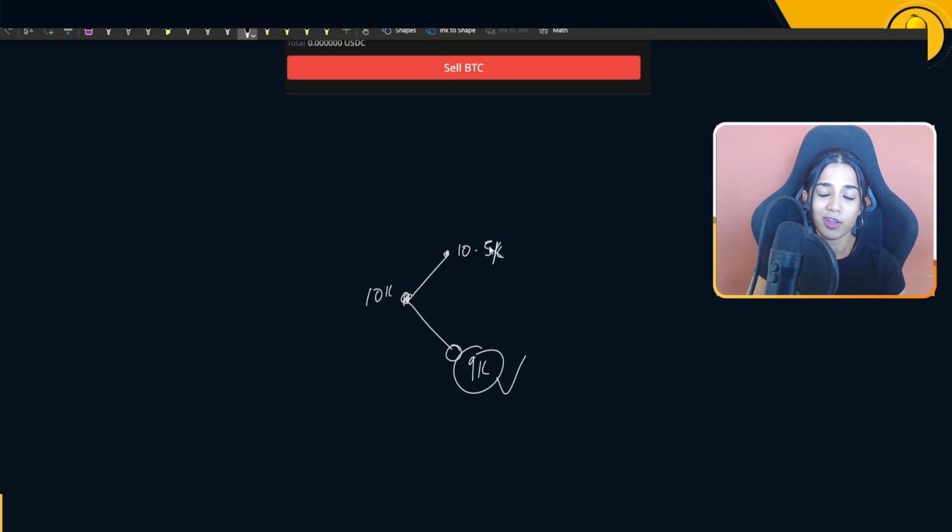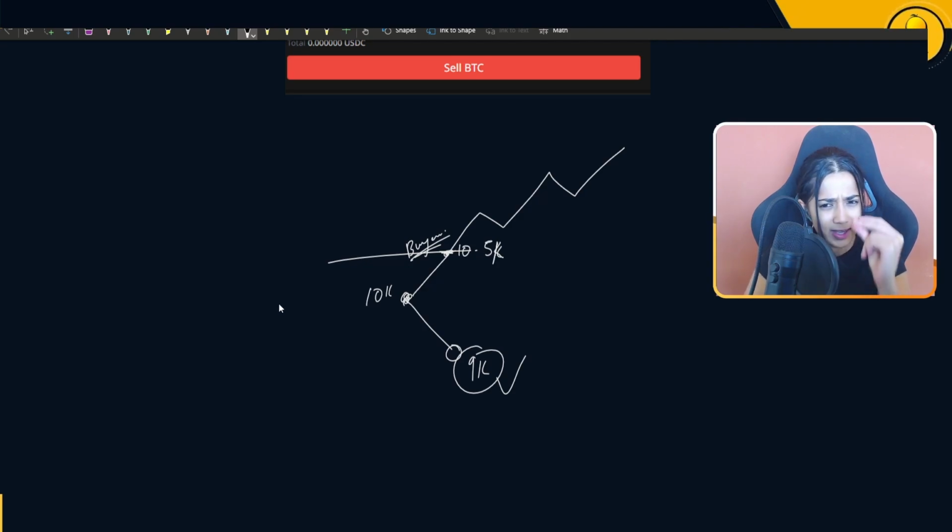you have a thesis because your TA is on point, and you're like, if it gets up to 10.5K, I think this is what we're doing. We're going to start going up. And as soon as we get to 10.5K, I want to be a buyer here. Yes, you'll be breakout buying, but that's your thesis. You're saying 10.5K is that point, that if we get up there, price is just going to shoot all the way up to 14K first, and then 20K, and then 25K, and so on and so forth. So you want to be a buyer here.